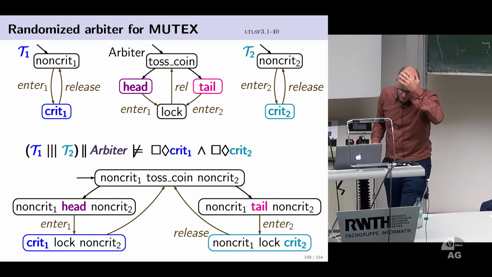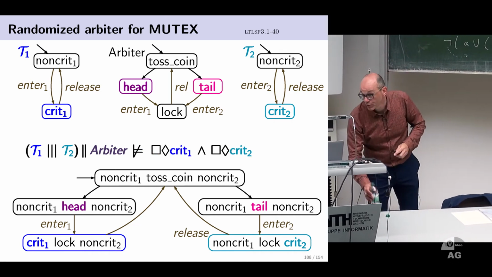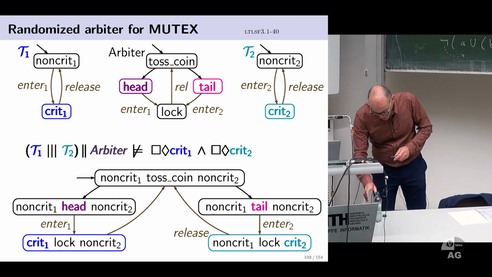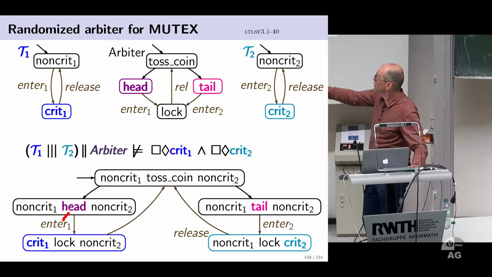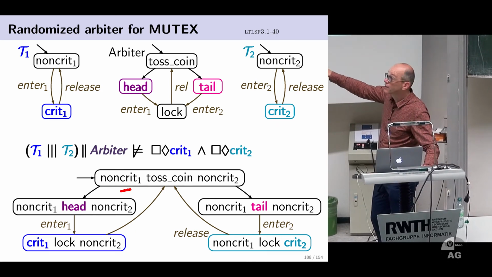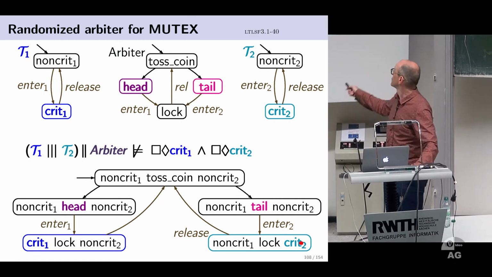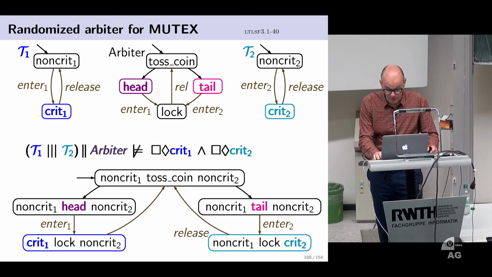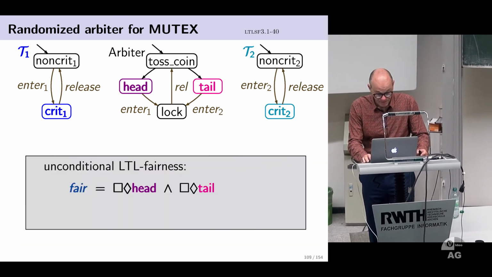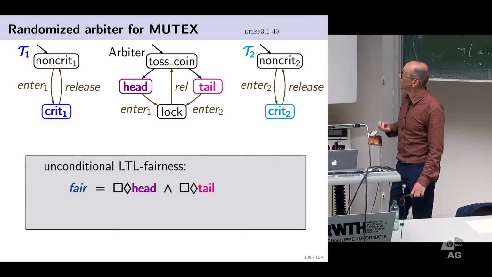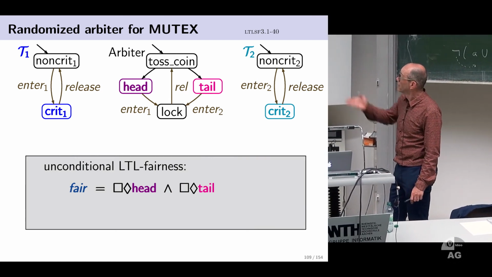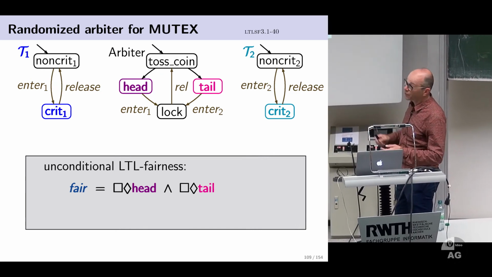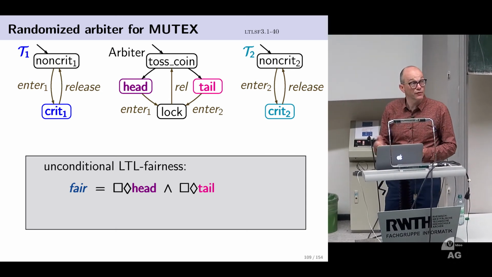This does not satisfy the property infinitely often crit 1 and infinitely often crit 2. Why not? Well, it's possible to just go infinitely often here and, for instance, never go to crit 2, to never reach this state. So maybe you want to impose a fairness assumption by basically forbidding this. You could try to find an unconditional fairness assumption, like this arbiter in the middle needs to be fair in the following sense: infinitely often it needs to flip a coin and get heads, and infinitely often it has to get tails.